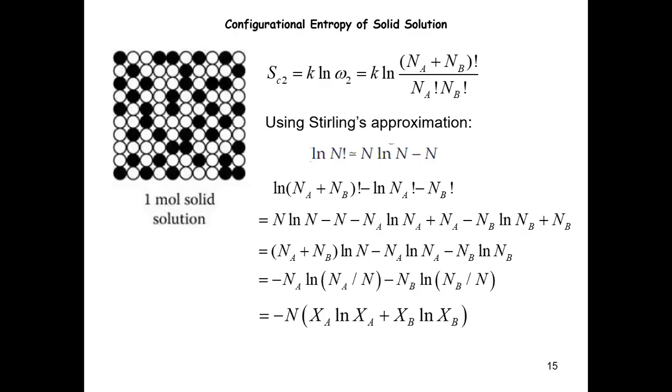Okay, and for the same reason, because I take minus n out, in here I have nb over n, which gives me xb. And because this is a negative sign, I take the negative sign out, so I have a plus. Does this make sense to everyone? Okay, so this is our key result.